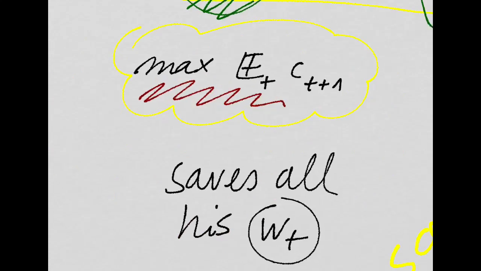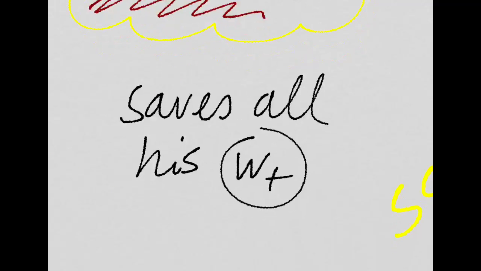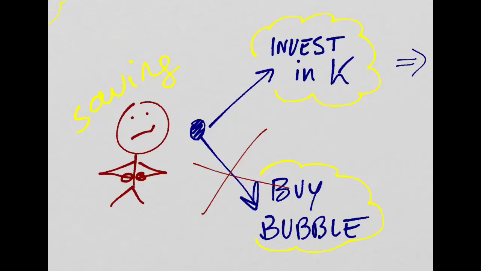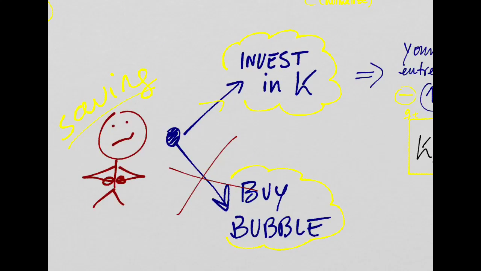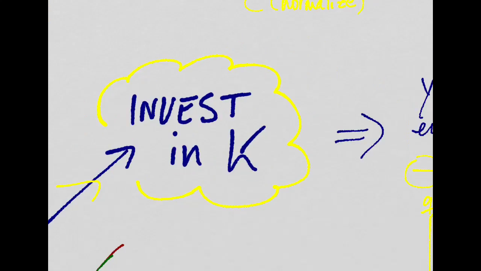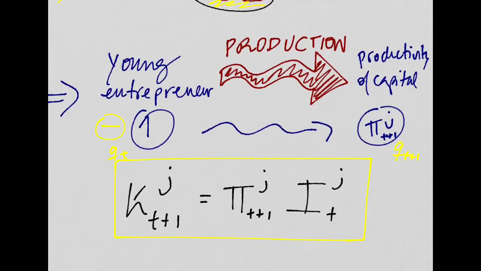Now, imagine that the average guy just maximizes his future consumption and thus he saves all his wages. When he has to decide what to do with his savings, he has two options: invest into capital and or buy bubbles. Now imagine for a minute that buying bubbles is not possible yet, that the only thing he can do is invest in capital. If he does that, well, he's a young entrepreneur. He has to pay a price to get into production because he has to set up a firm. He buys 1 unit of capital.